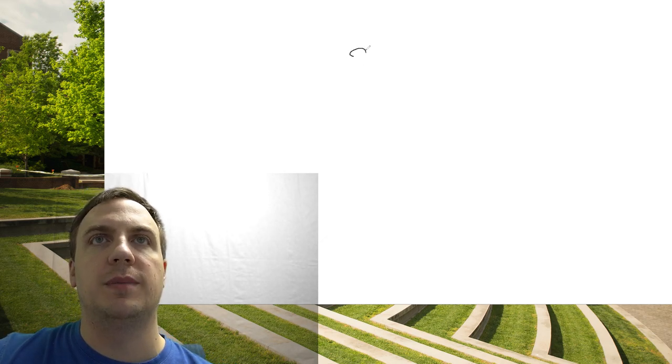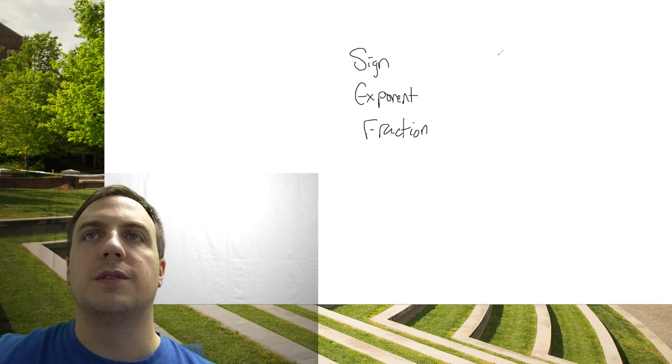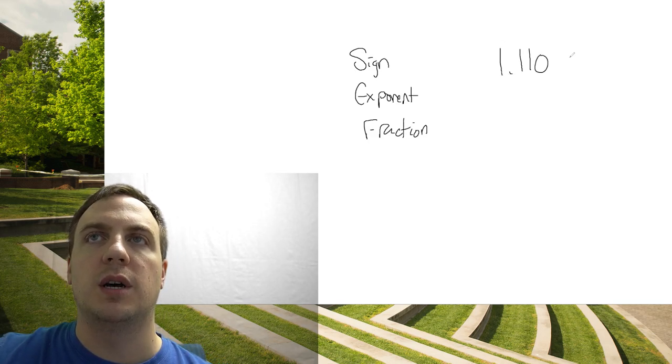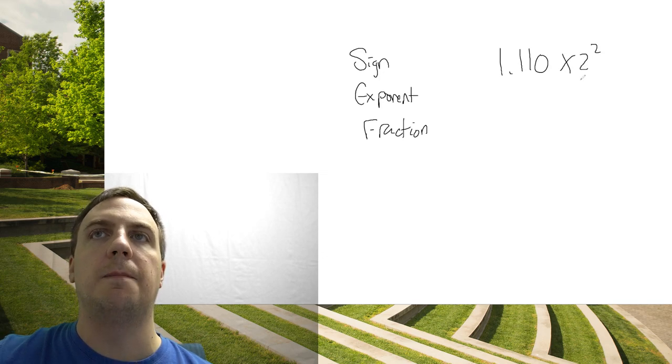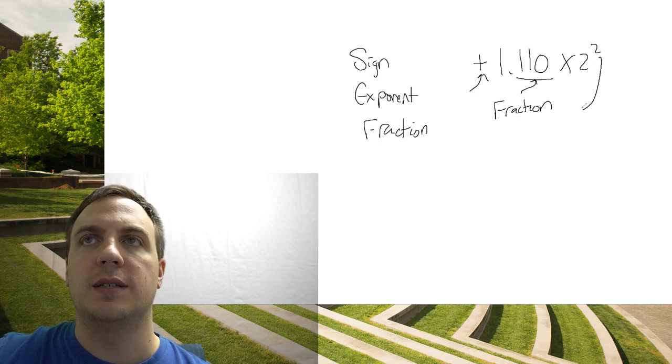So to store this, we actually need to have some pieces of information that the computer can store. There are actually three pieces of information: a sign, an exponent, and a fraction. So let's determine what these three pieces of information really are. If I do something like 1.110 times 2 squared, where do we get these pieces of information? Well, everything to the right of the decimal is called the fraction. This is the sign, so in this case it's positive, and this is the exponent.